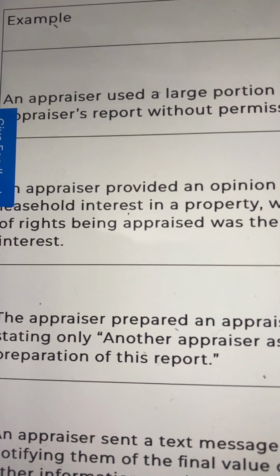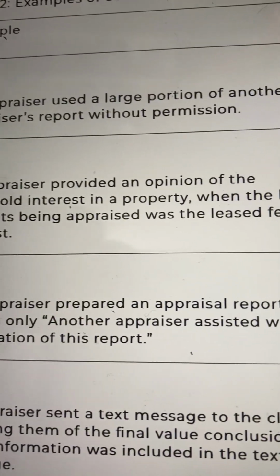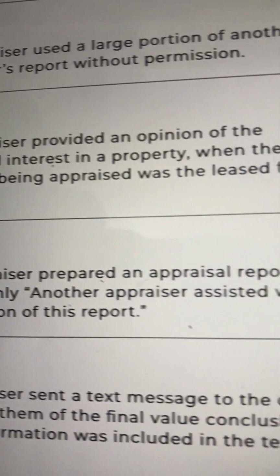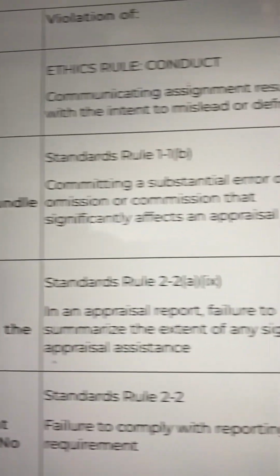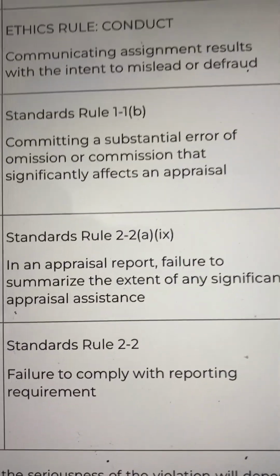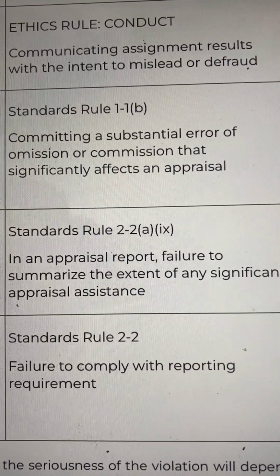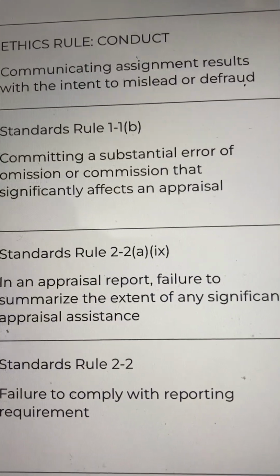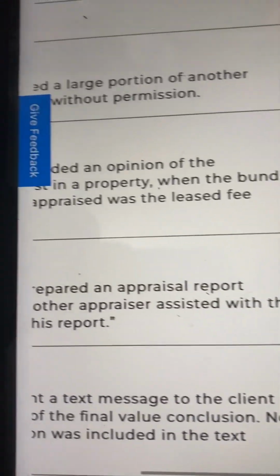Example, an appraiser provided an opinion of the leasehold interest in a property when the bundle of rights being appraised was the leased fee interest. Standards Rule 1-1B, committing a substantial error of omission or commission that significantly affects an appraisal. Possible type of violation, serious.